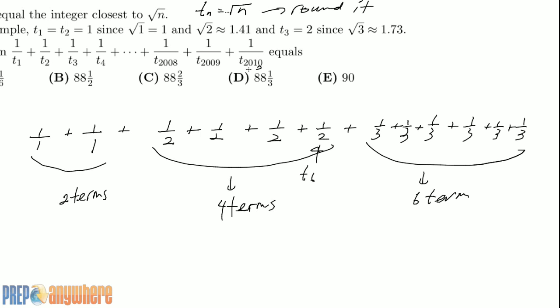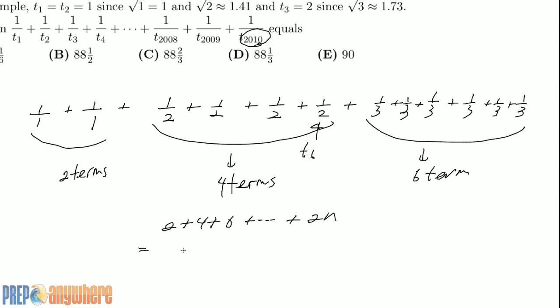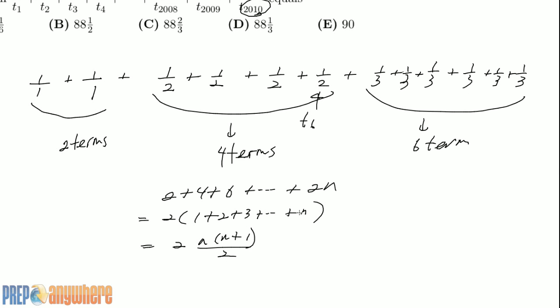So we want to add this up, and it has to add up to 2010. So 2 plus 4 plus 6 all the way up to 2n. This is a series that we want to get the formula for. Factor out 2, and you get 1 plus 2 plus 3 all the way up to n. This is 2 times n plus 1 over 2 if you use the arithmetic series formula: add the first and last one, divide by 2, times by n. So basically we need to find n so that n times n plus 1 is this, right?